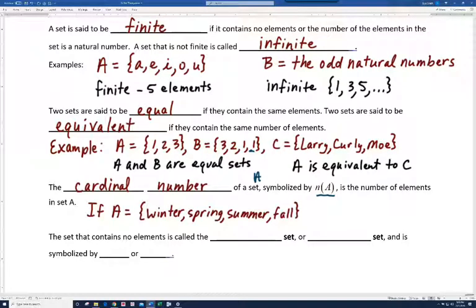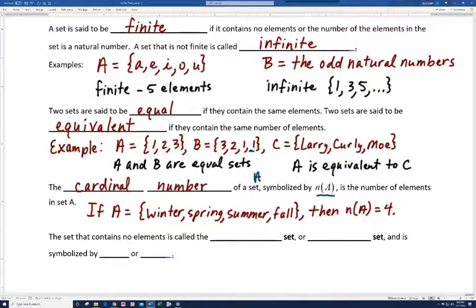So for example, if A is the set with winter, spring, summer, and fall in it, then the number of elements in the set A is 4. Or we would say the cardinal number of set A is 4.